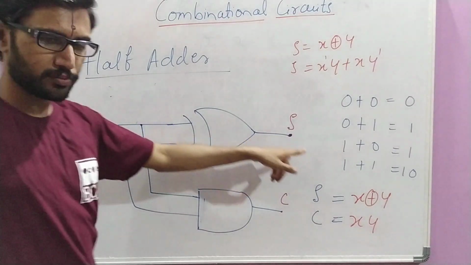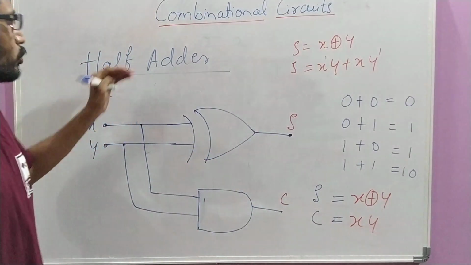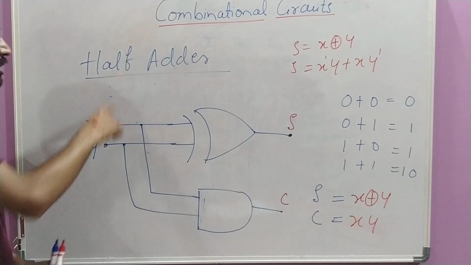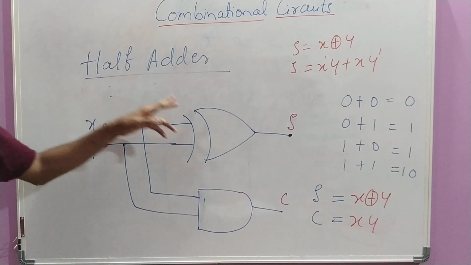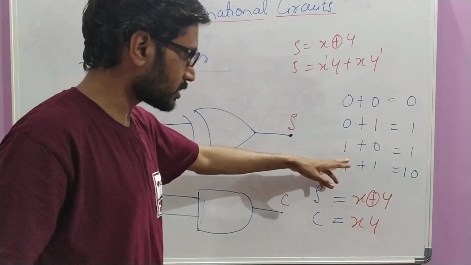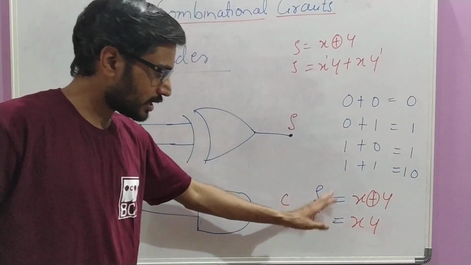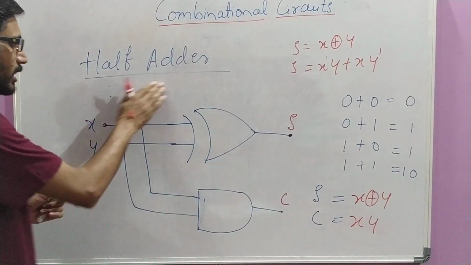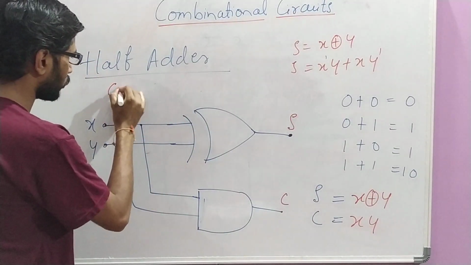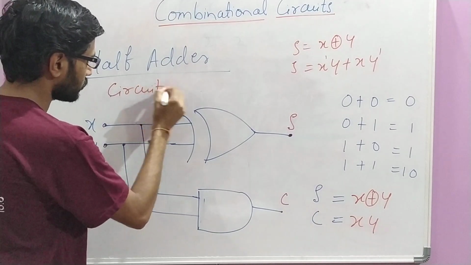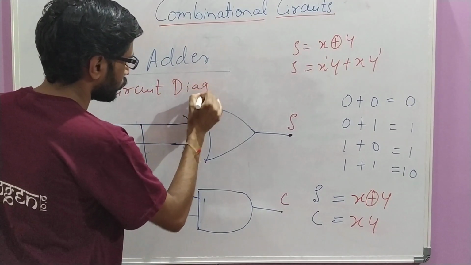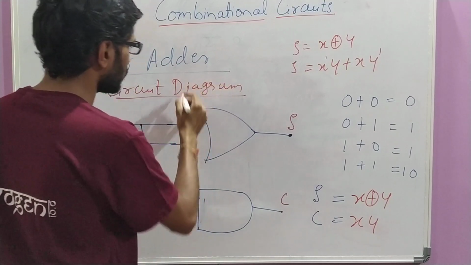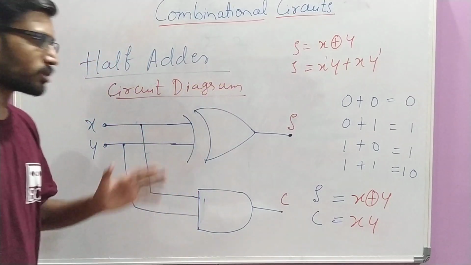In today's session we discussed the example of a combinational circuit, that is the half adder: the basic concept of it, the truth table and its basic operation, how to arrive at the Boolean expression, and then followed by the circuit diagram. So this is the circuit diagram for the half adder. This is a very important concept for the examination, which is most widely asked in most of the exams for 5 marks.